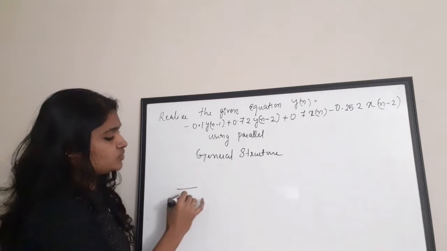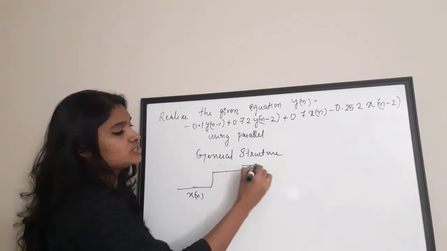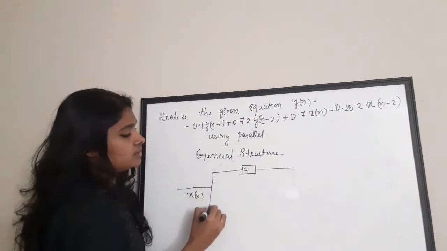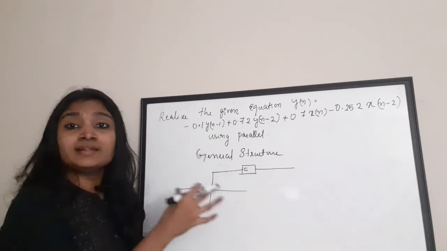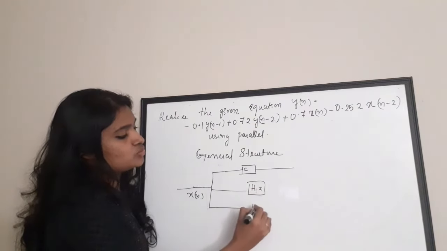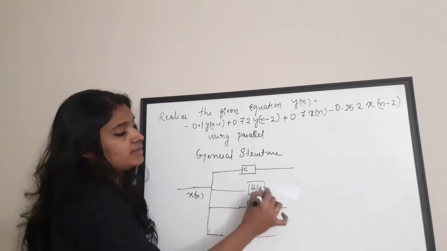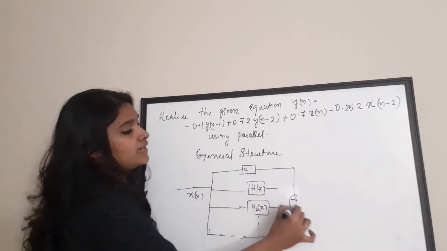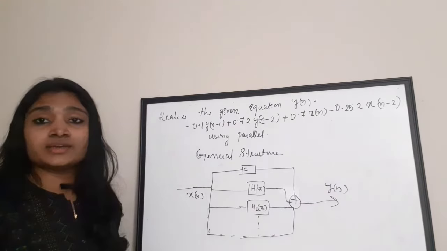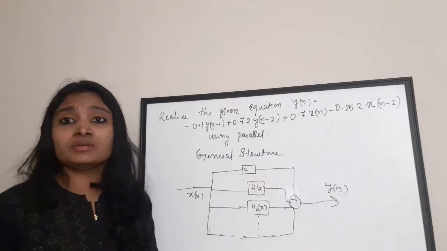So we know that there is an input x of n and the block diagram will look like this. There is a c which is a constant value. Then there will be an arrangement of parallel transfer function blocks. This is your transfer function h1 of z, then h2 of z. Likewise, all the transfer functions which can come will be connected in parallel. Then adding all of these together, you will get your output y of n. I'm just drawing a rough figure. So this is the general structure of your parallel form realization.